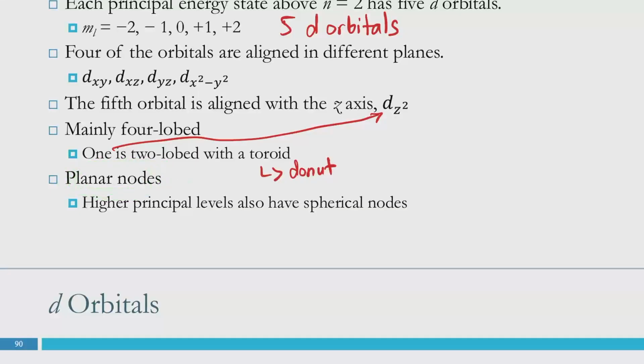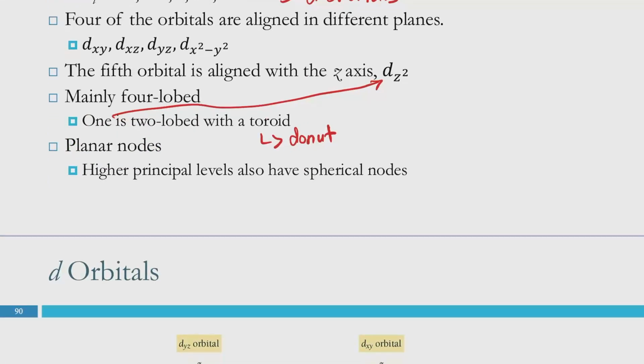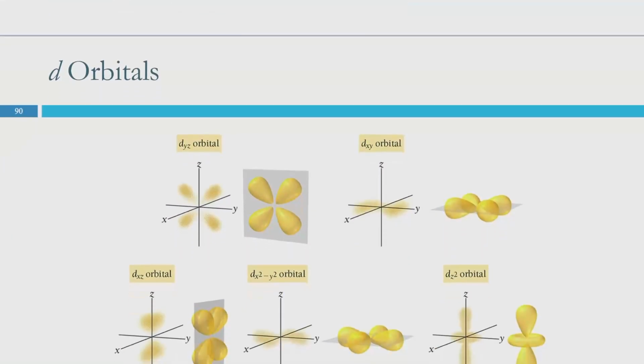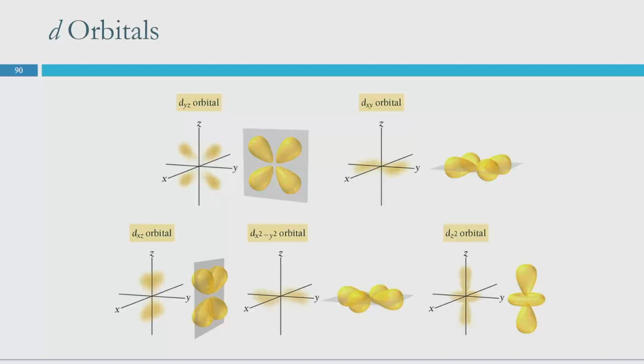If you go to higher n numbers, then they're also going to have spherical nodes. We're not going to worry about that. So here are our d orbitals. I usually think of d orbitals as double dumbbell, because p for peanut, they're sort of dumbbell shaped. So d, they're double dumbbell shaped. And this is true for our 4 that are in the 2-dimensional flat surfaces. It doesn't really work as nicely with our dz squared orbital, but it's just weird.